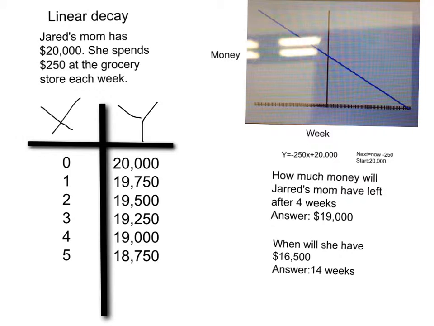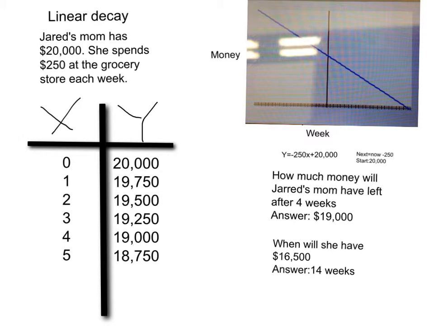Linear decay. Jared's mom has $20,000. She spends $250 at the grocery store each week. Our recursive equation was next equals now minus 250. Our start was $20,000. Our explicit equation was y equals negative 250x plus 20,000. How much money will Jared's mom have left after 4 weeks? Our answer for this was $19,000.